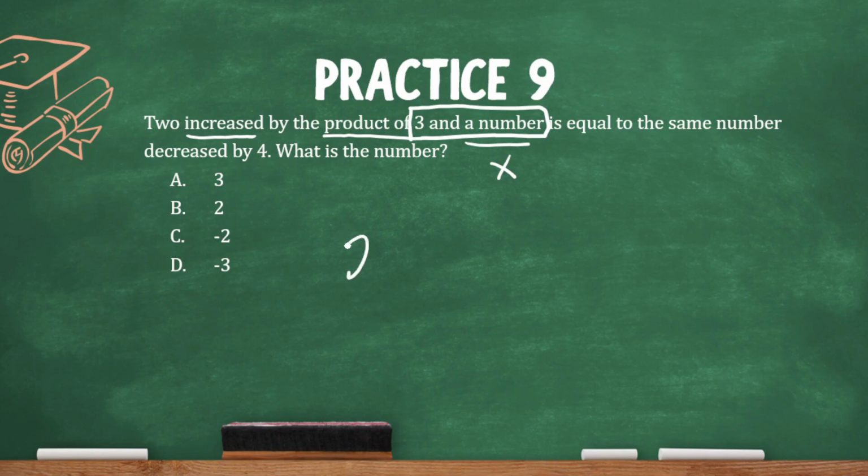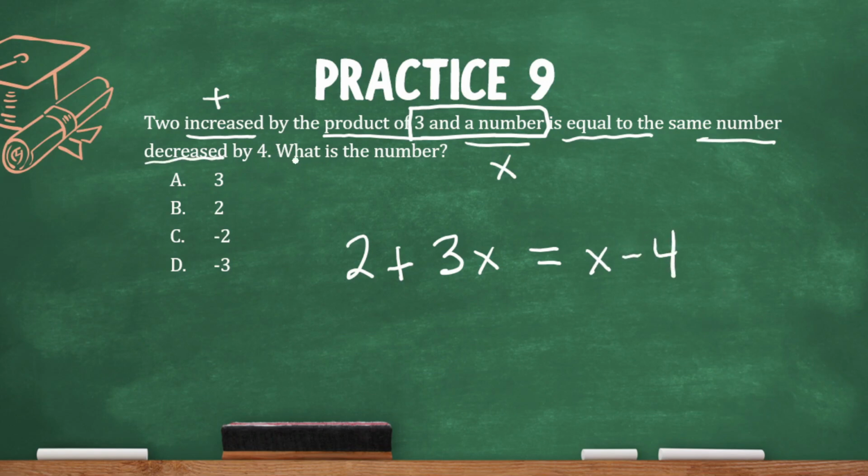So we've got 2. Increased means plus, right? So 2 plus the product of 3 and a number. 3 times x is just 3x. And then it's equal to, so let's put an equal sign, the same number, all right, so we'll use x again, decreased by 4. So now decreased, we have minus 4. What is the number? So we don't just have to set it up, we also have to solve it. Let's go ahead and do that.